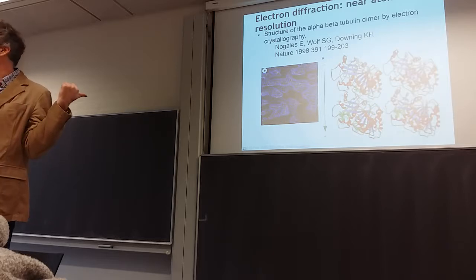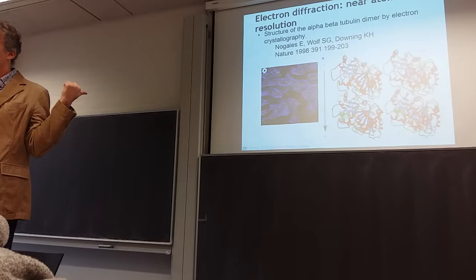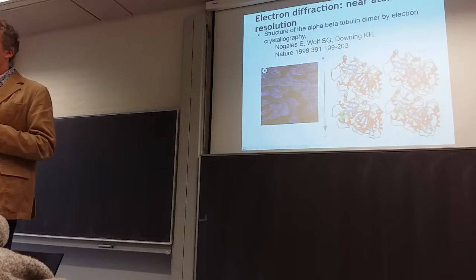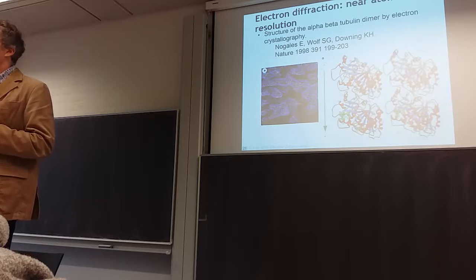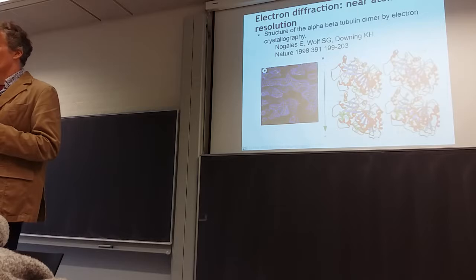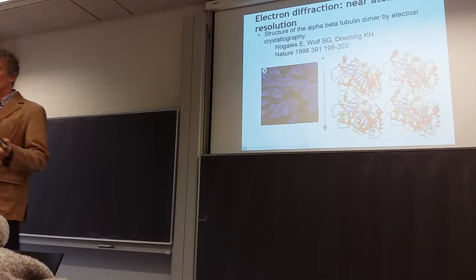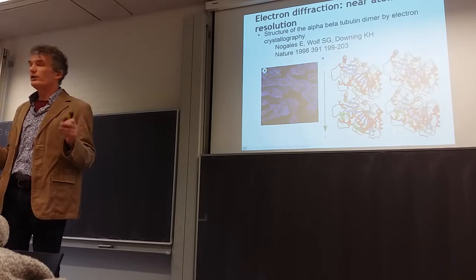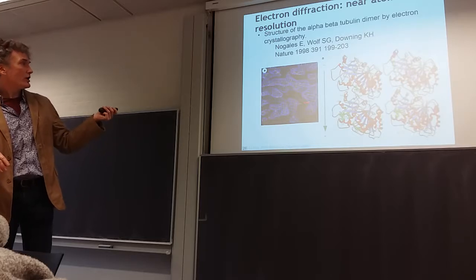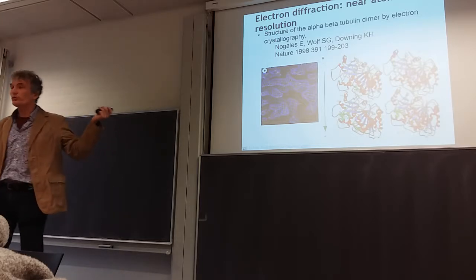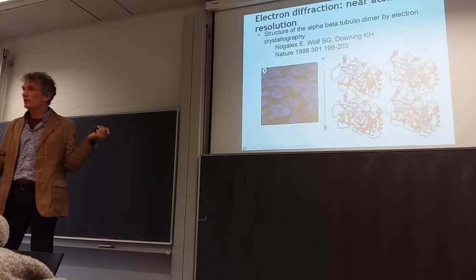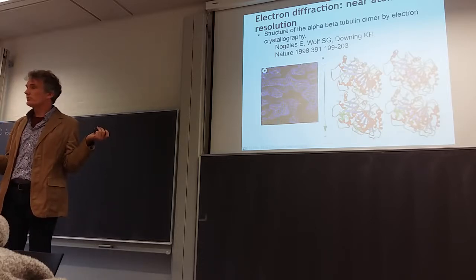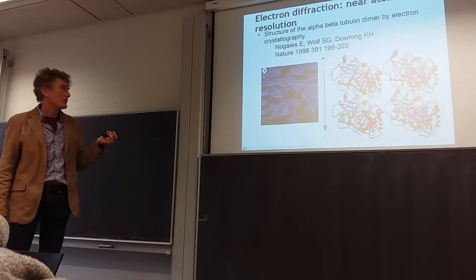Any idea? You know what the cool thing is about electron radiation? You can actually measure the phases. So you can really just take the data, do the reverse Fourier transform, no modeling involved. And so you can actually say that the electron density as measured by electron diffraction is the experimental data. That's different in crystallography.